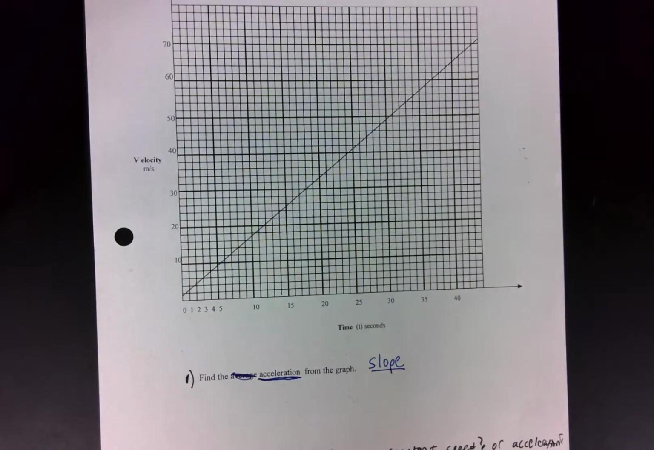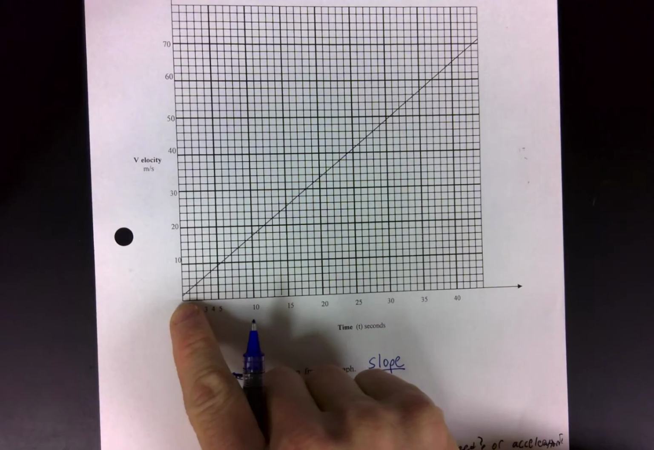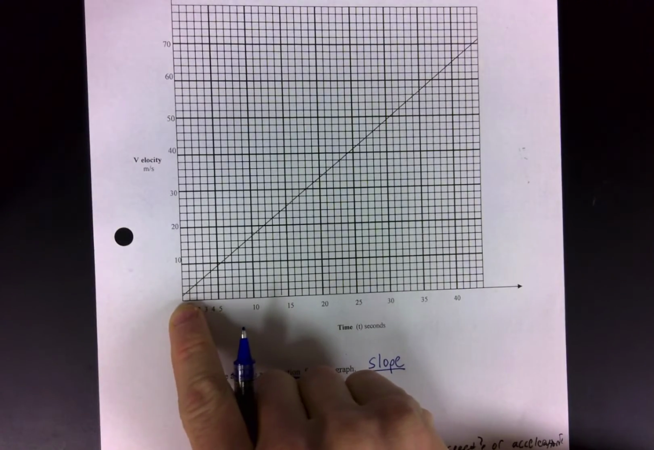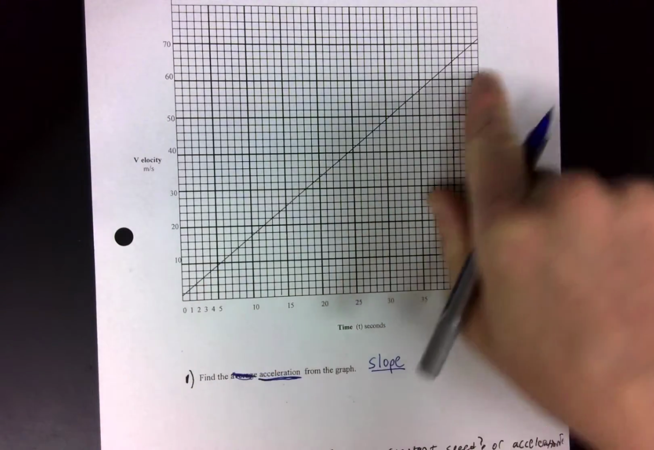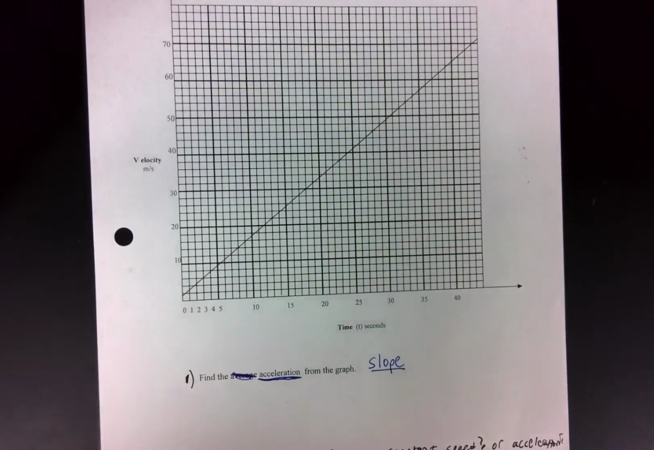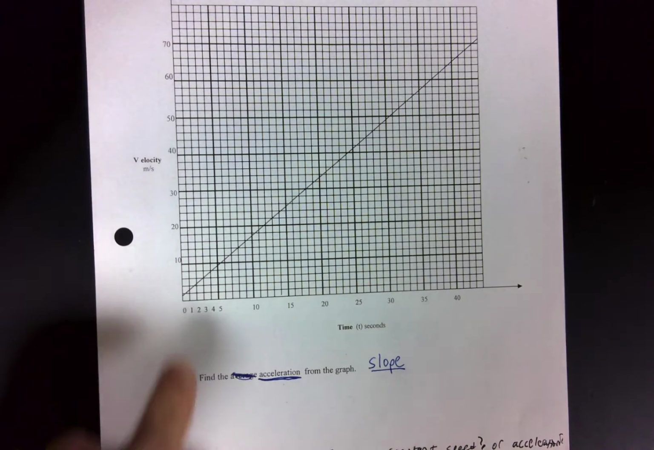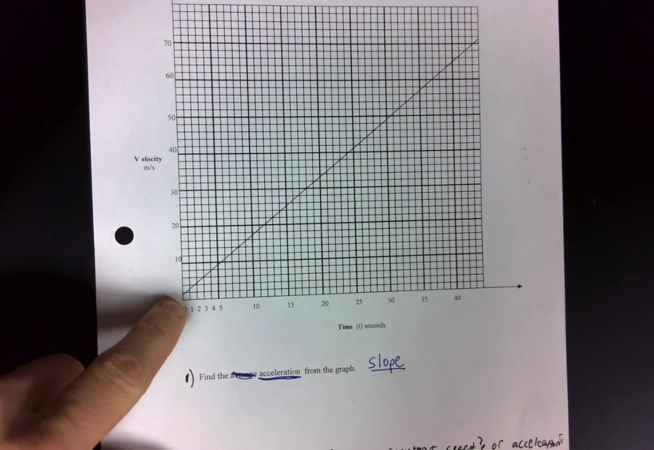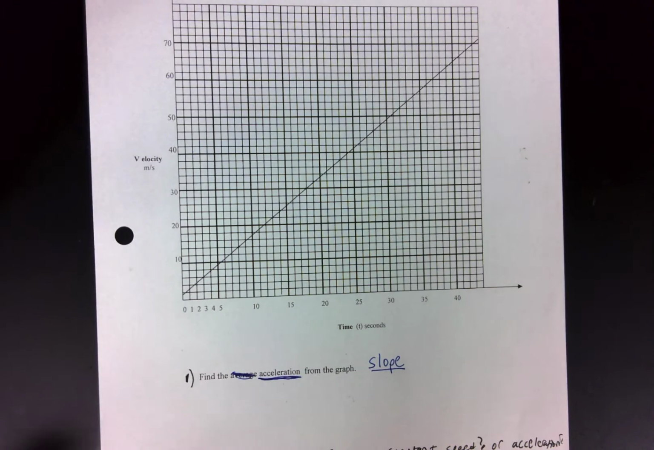All right, so one thing we should notice, if we zoom in, squint here on the bottom left, is that this line does not go through the origin. It does not go through 0, 0. All right, so we can't use 0, 0 as one of our points. We need 2 points to calculate the slope between, okay?